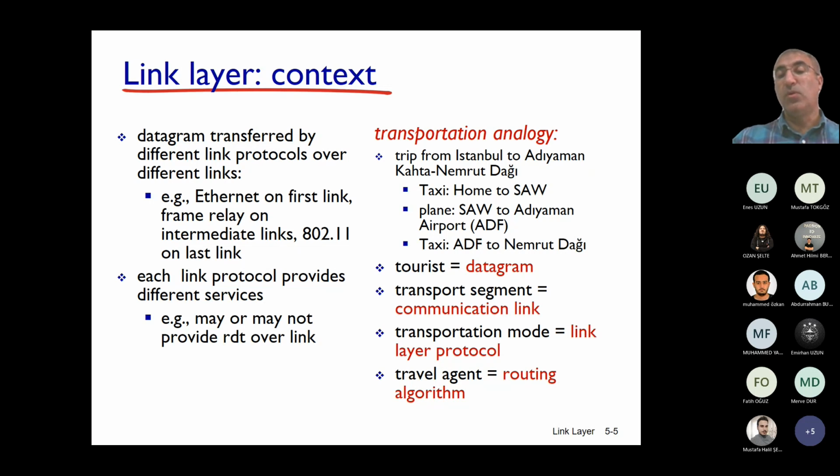The transportation mode is equal to the link layer protocol. And the travel agent in this example, that plans your trip from Istanbul to Adıyaman Nemrut, is equal to the routing algorithm. It is actually the routing algorithm in the network that plans all these datagram transfers, like a travel agent in practice. Any questions?